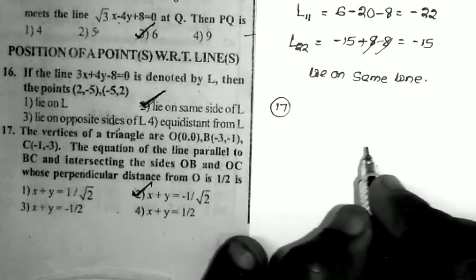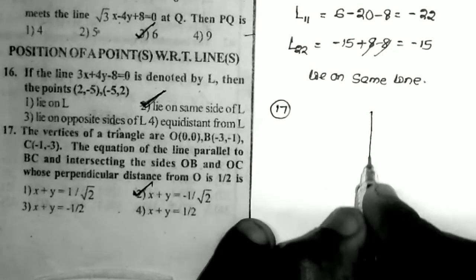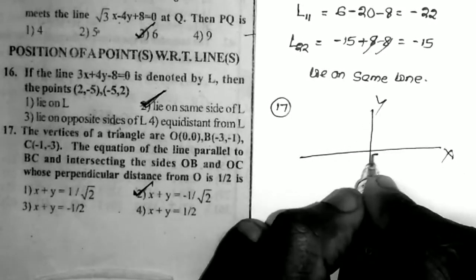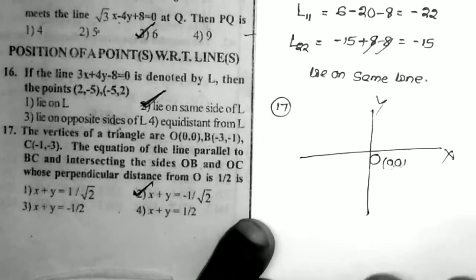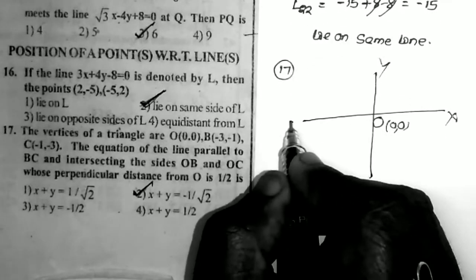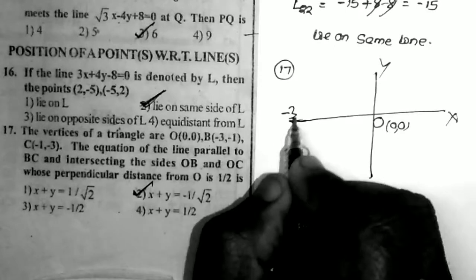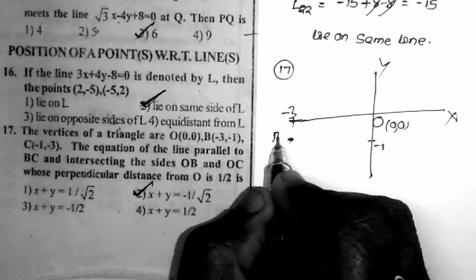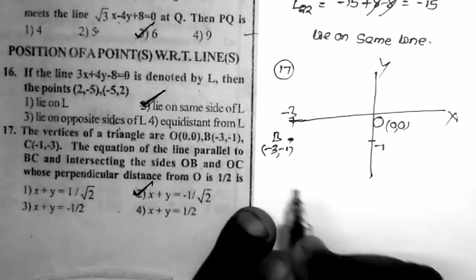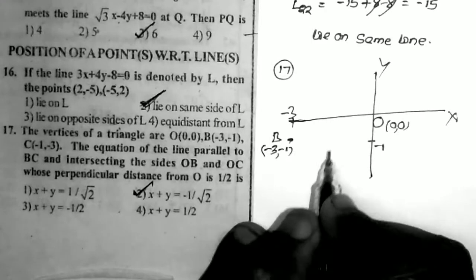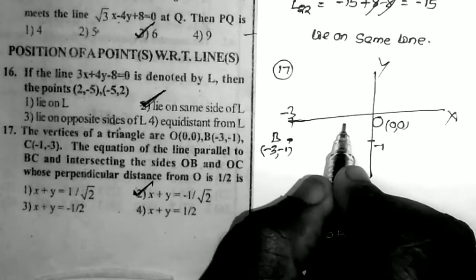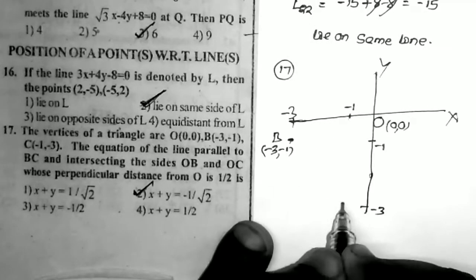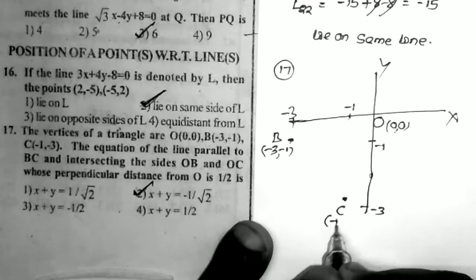So here the vertices of a triangle are given. First I take the coordinate axes, the x-axis and y-axis. What are the given points? The origin O is (0, 0). This is the first point. And the next point is B = (-3, -1), that is, distance -3 along x and -1 along y. So this is the point B. The coordinates of B are (-3, -1). And the last point is (-1, -3). Along the x-axis we take -1, along the y-axis we take the distance -3. So this is the point C, (-1, -3).